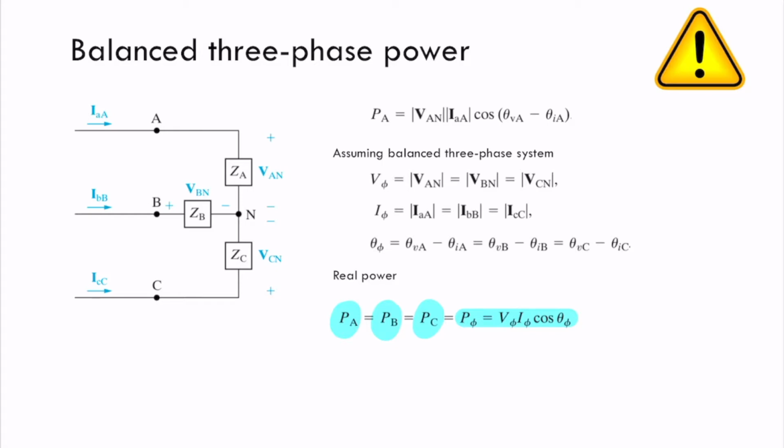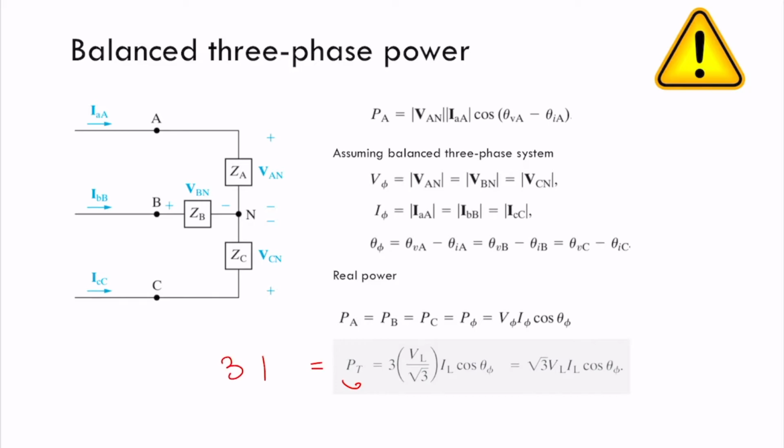Now if we want to compute how much power we are sending to this three-phase load which is connected in Y, or star, the answer is easy. You just multiply by 3 the power that we are sending in one phase. The total power is equal to 3 times the power that we are sending just in one phase. We can also write this with regard to the values of a line.